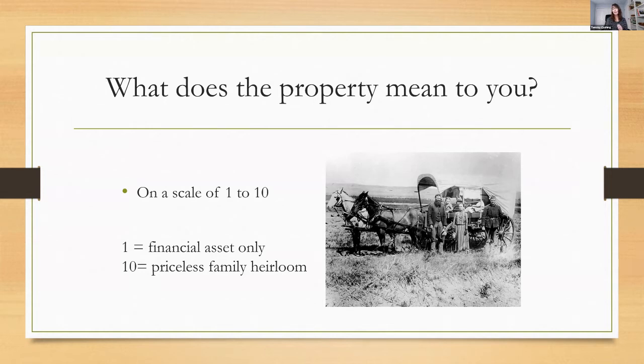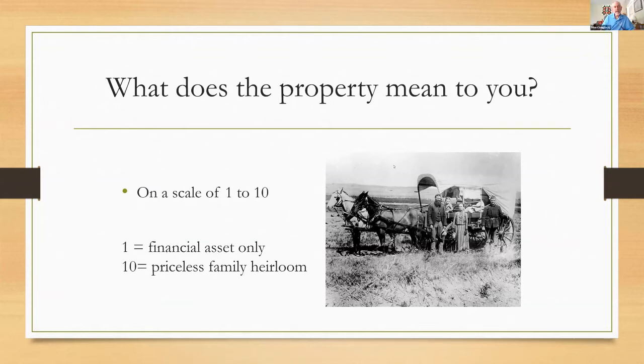All the way up to 10, which is our priceless family heirloom. It came through the family or I bought it and I don't want it to go anywhere. I want it protected at all costs. So Mike is going to pop up a poll for us. And this poll is just going to ask you to fill in on a scale of 1 to 10 what the property means to you.